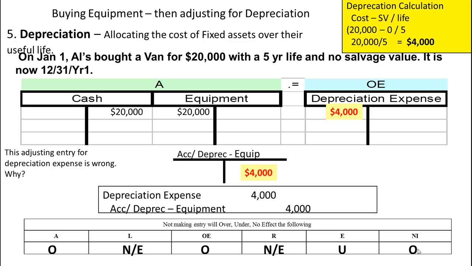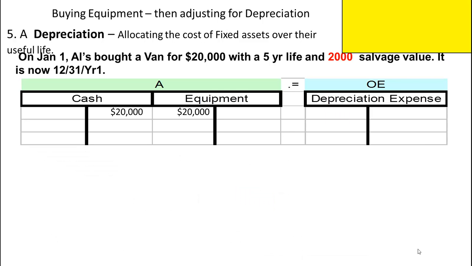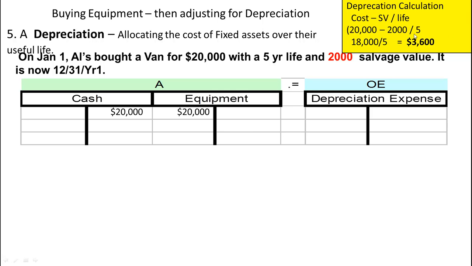Now let's look at a couple of little twists and turns from this kind of example to make sure you understand what's going on here. So let's change it up to the following. Let's suppose that you had the same exact entry, except this time you had a $2,000 salvage value. So let's look at that. We'll calculate depreciation by taking 20,000 minus 2,000, which is 18,000, divided by 5. And that means depreciation with the salvage value is going to be $3,600. So $3,600 goes there, and we all know that it can't go directly to the equipment account, so it's got to come down to the accumulated depreciation account.